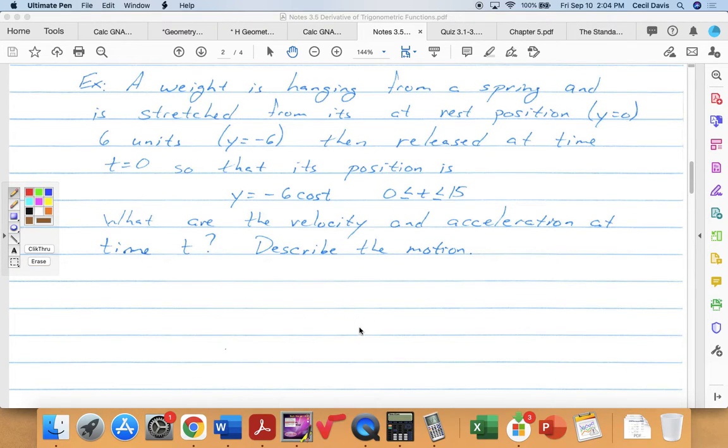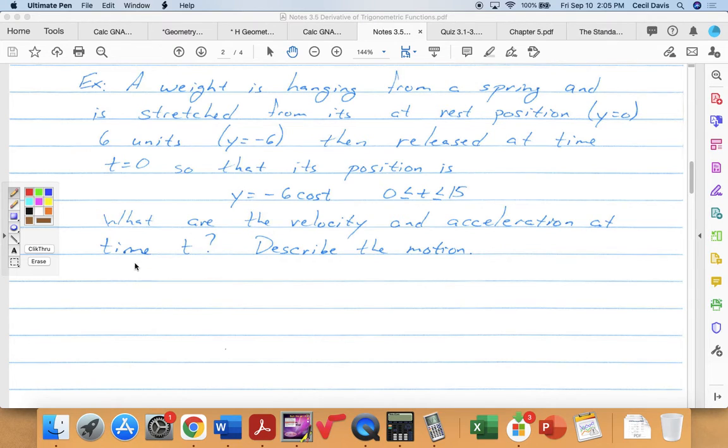All right, so a weight is hanging from a spring and is stretched from its at rest position at y equals 0, 6 units, down to y equals -6. Then released at time t is equal to 0, so that its position is y equals -6 cosine t on the interval from 0 to 15 seconds. What are the velocity and acceleration at time t?